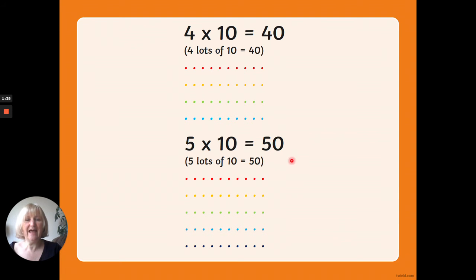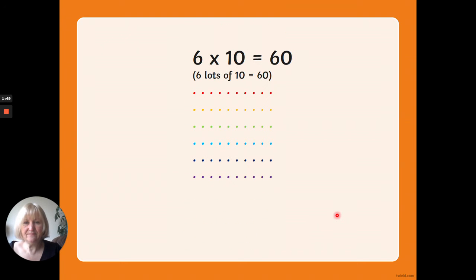5 times 10. 5 lots of 10 equals 50. Let's count and make sure. 10, 20, 30, 40, 50. 6 times 10 equals 60. Well done. 10, 20, 30, 40, 50, 60.